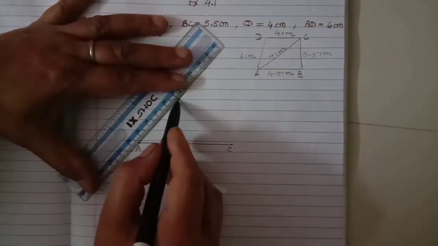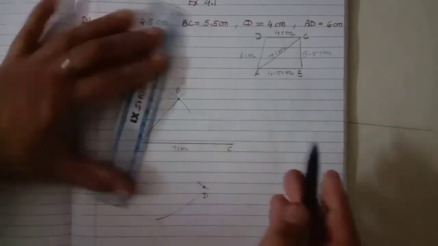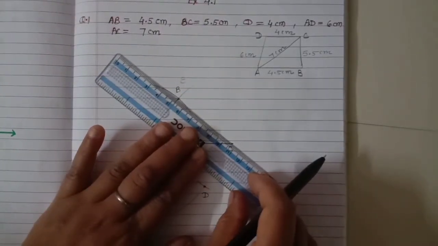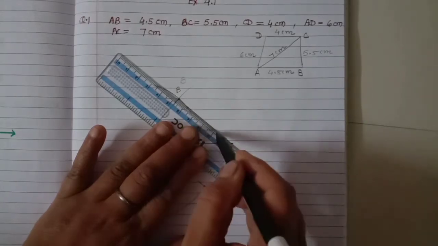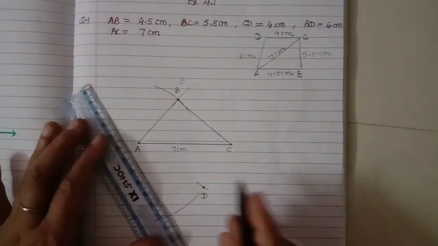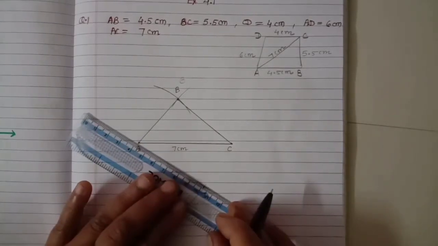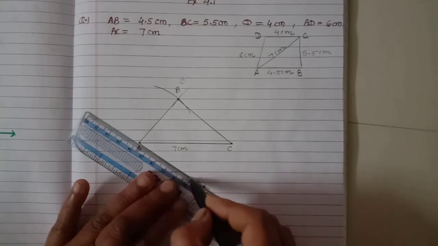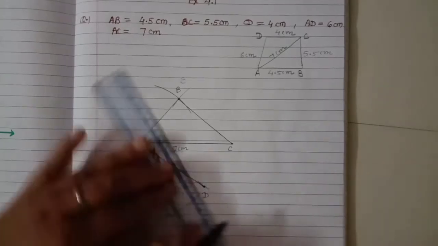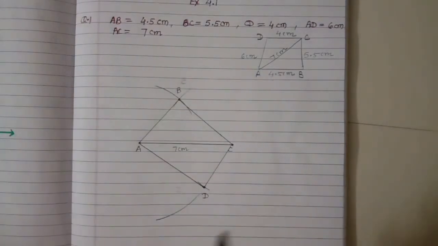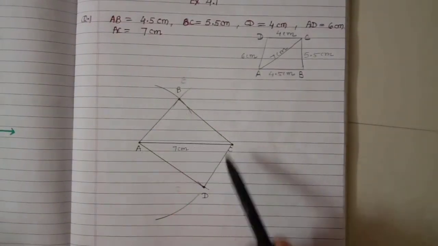First we will join this AB, then AC, then we will join this AD, and then CD. So we get the quadrilateral ABCD.